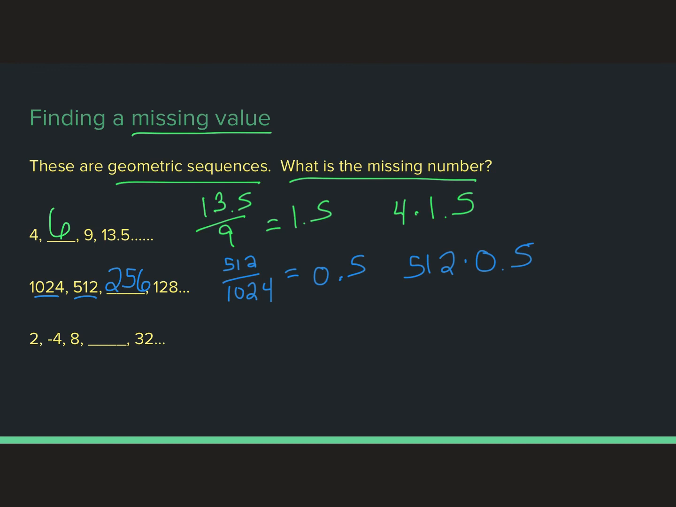One more together. Here I have 2, -4, 8. So I choose what to do. I have -4 over 2, which should be the same thing as 8 over -4. Either way, I get -2 as my common ratio. So 8 times -2, not -12, -2 gives me -16. So that's my missing number.